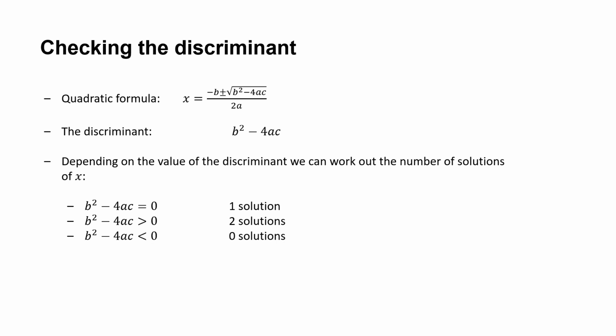So when we do this, in the case where b squared minus 4ac is equal to 0, we're only going to have one solution. In the case that b squared minus 4ac is greater than 0, we will get two solutions. And in the case that b squared minus 4ac is less than 0, well, you can't take the square root of a negative number, so in this case there are no solutions. And this will come a little bit clearer when we go through some examples.